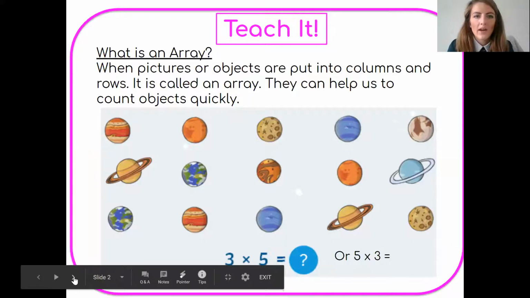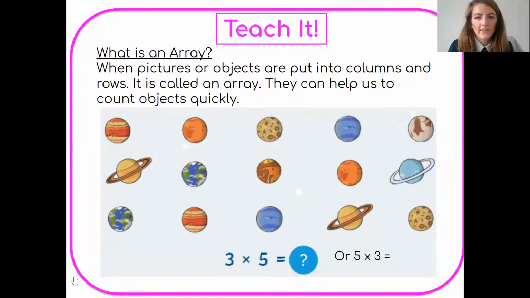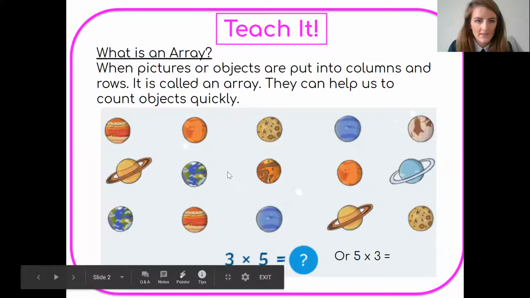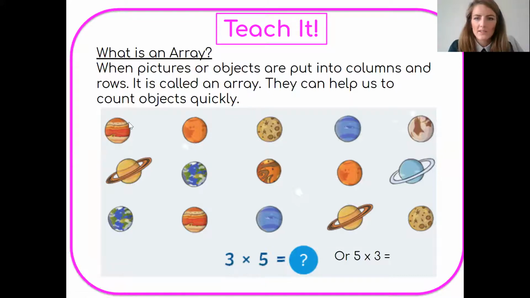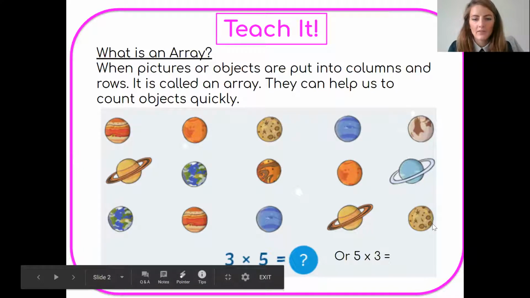So what is an array? When pictures or objects are put into columns and rows, it is called an array. They can help us to count objects quickly. Here I've decided to put the planets on today. So we've got 3 rows with 5 in each row. We can count this one up in 5s. Ready? 5. What's next? 10. What's next? That's it, 15.